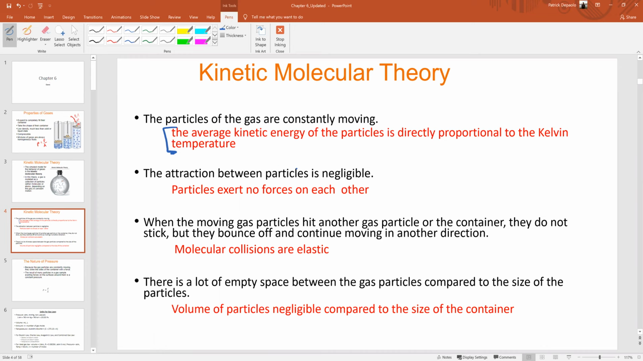Next, the attraction between particles is negligible. Particles exert no force on each other. That's very important as well, because a lot of these we haven't learned yet.